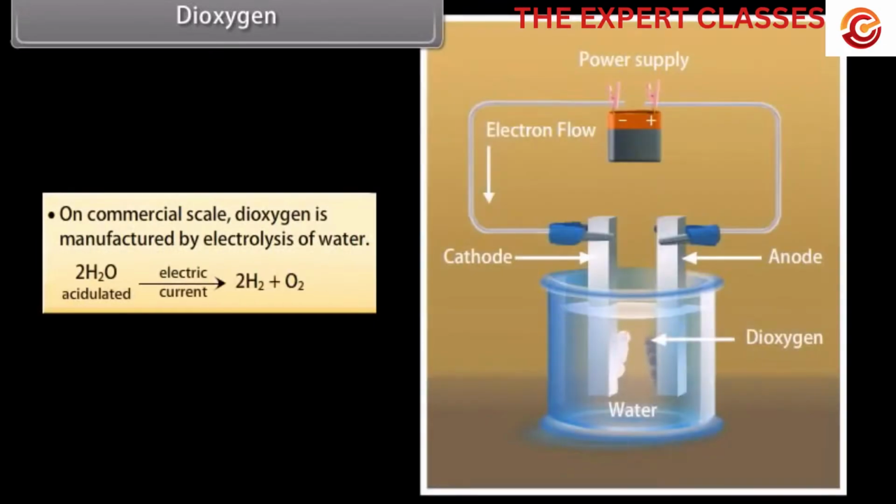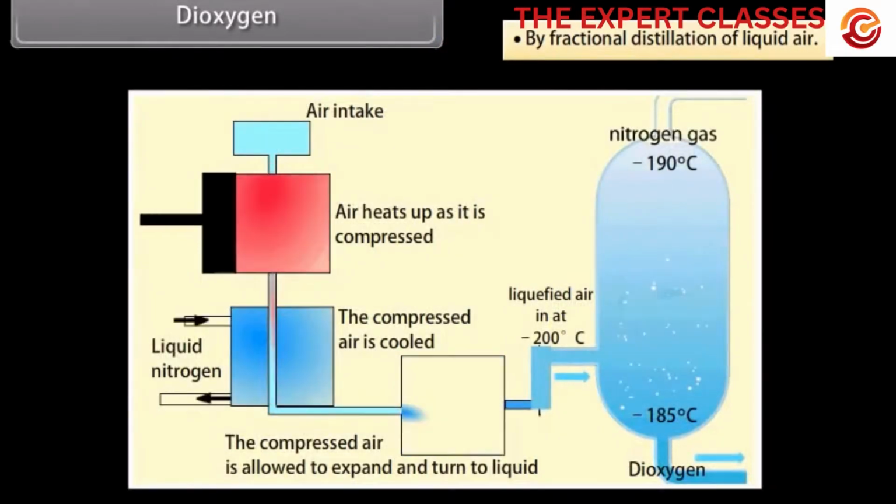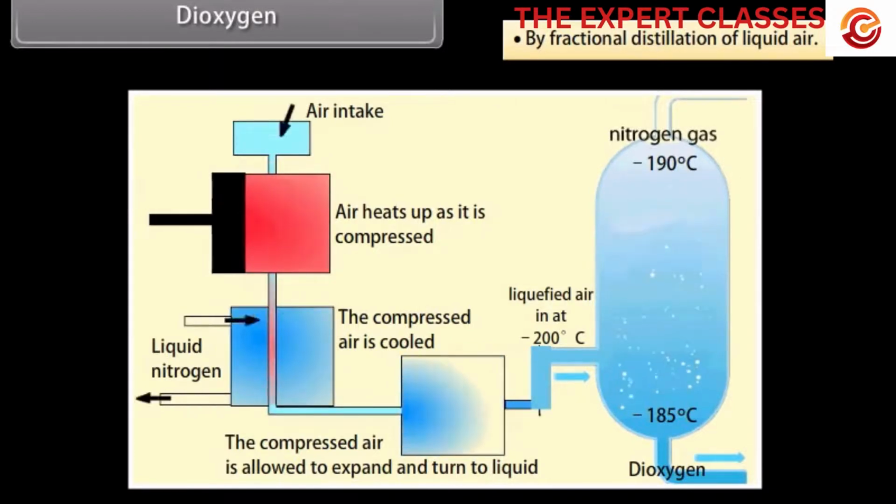On a commercial scale, dioxygen is manufactured by electrolysis of water. By fractional distillation of liquid air. When liquid air is distilled, nitrogen with lower boiling point distills out first, leaving behind practically pure dioxygen.